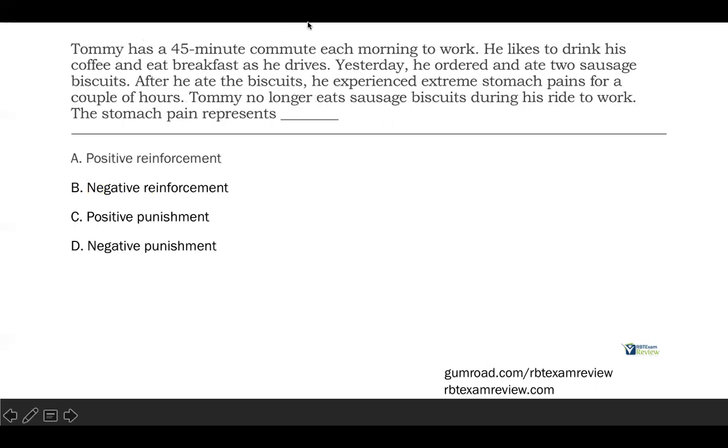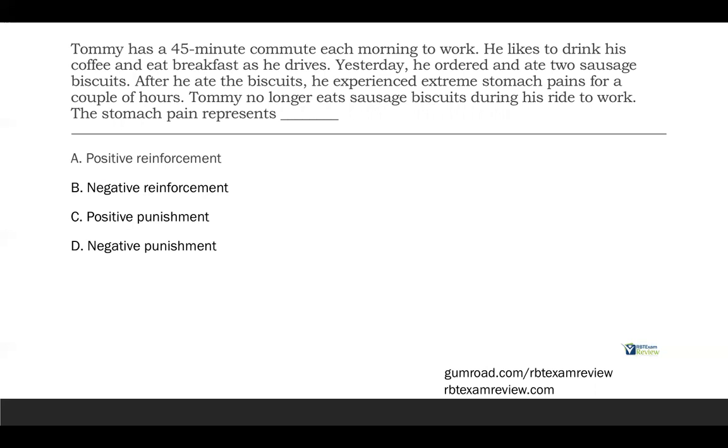Okay, question 3. Tommy has a 45-minute commute each morning to work. He likes to drink his coffee and eat breakfast as he drives. Yesterday, he ordered and ate 2 sausage biscuits. After he ate the biscuits, he experienced extreme stomach pains for a couple of hours. Tommy no longer eats sausage biscuits during his ride to work. The stomach pain represents what? Okay, so we have a reinforcement and a punishment question.